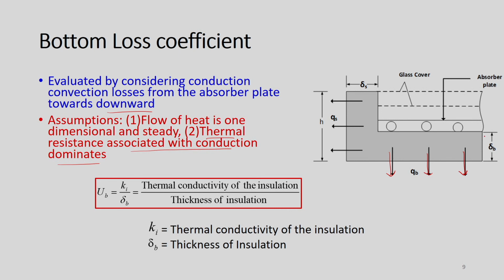So, in this case, if we know the thickness of the insulation, that is delta B, and the conductivity of the insulation, then straightway you can calculate what will be the UB. UB is nothing but Ki by delta B, which is the thermal conductivity of insulation and the thickness of the insulation. So, if these two parameters are known, then straightway you can calculate UB, right. Once we are done with the bottom loss coefficient, then our next attempt is to calculate the side loss coefficient.